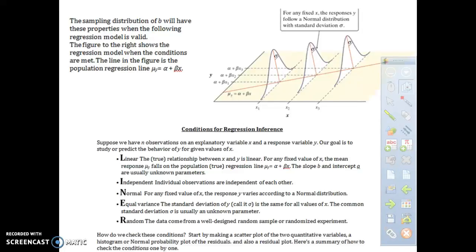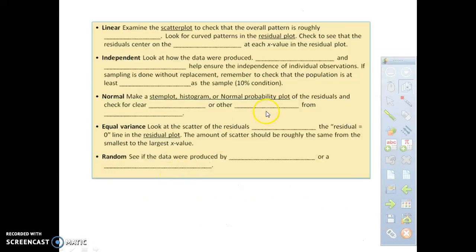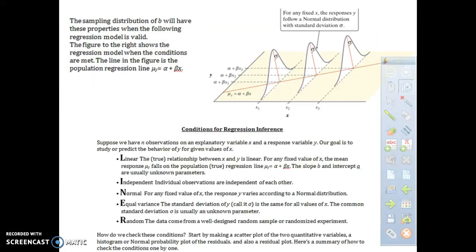How will we do that? Well, we will verify that by doing a scatter plot and a residual plot. So that's what we're going to do for that, and I'll tell you in a minute how to analyze those. Independent, this is nothing new. We have to have individual observations that are independent of each other. Normal, now this is talking about for any fixed value of x, we need for the responses to vary normally. So we are going to do a normal probability plot on our residuals. So that's going to be pretty easy to do.